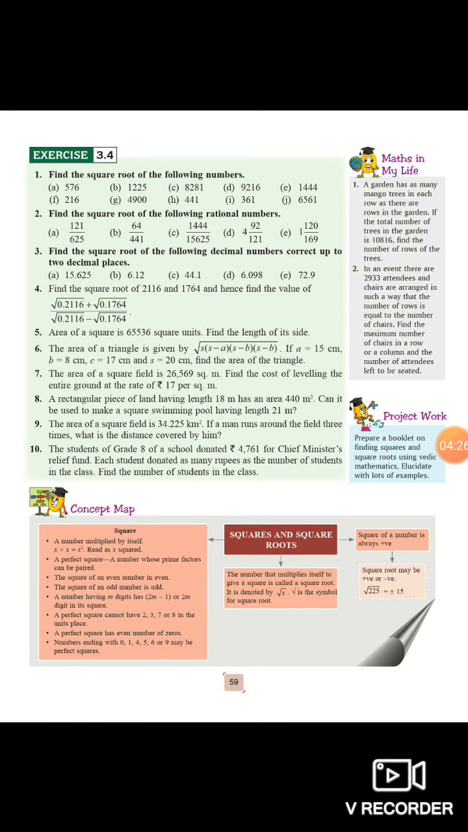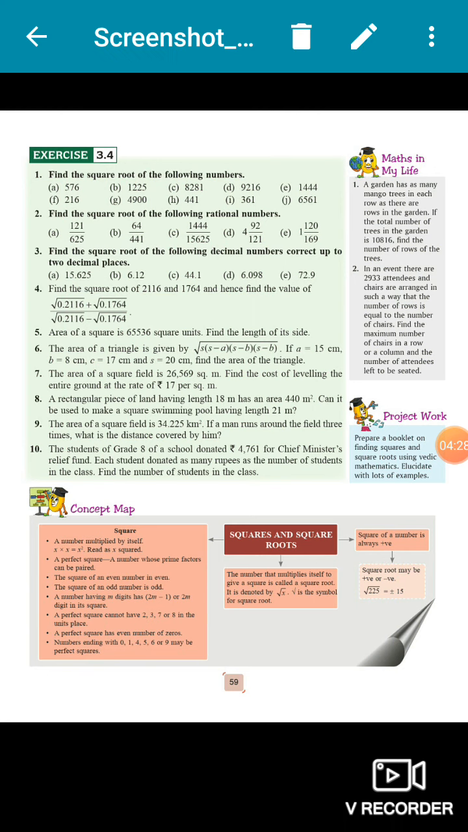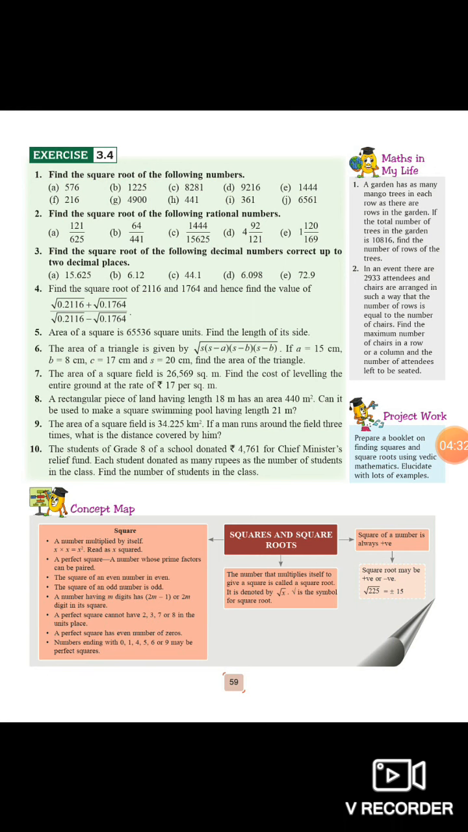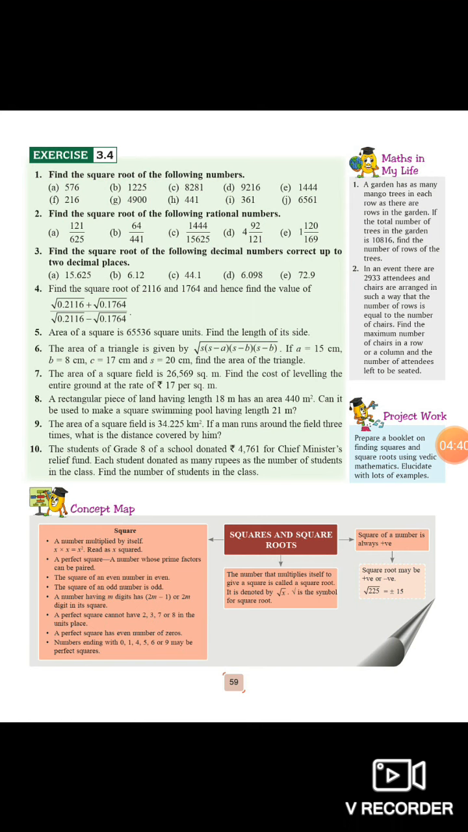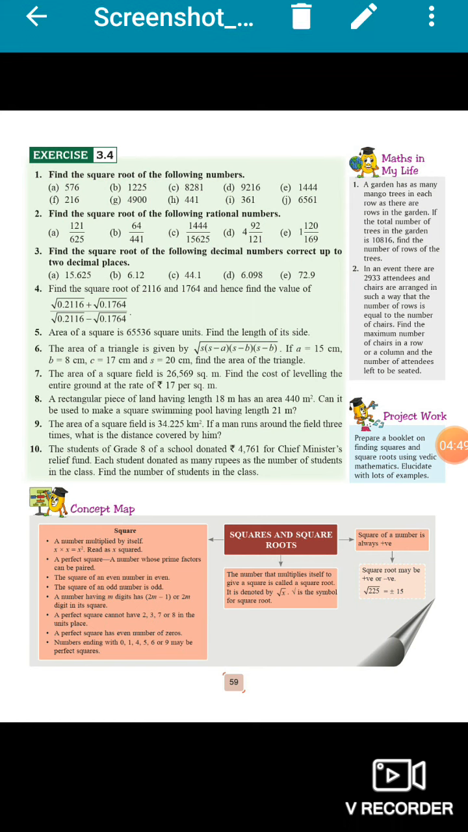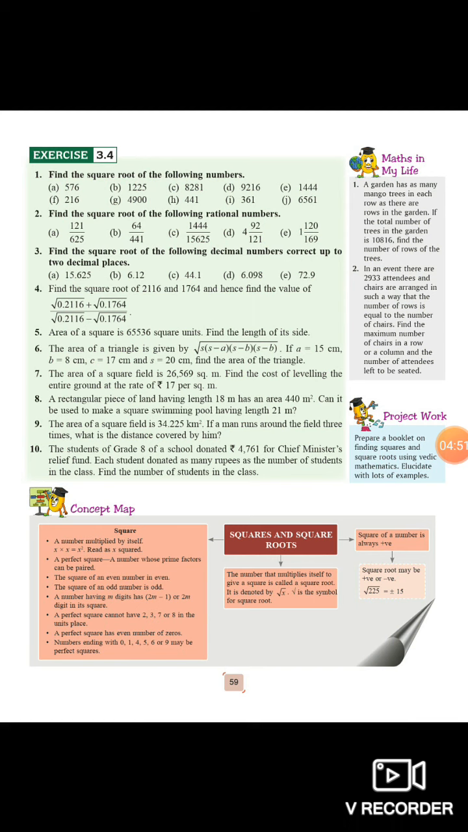If a man runs around the field 3 times, what will be the distance covered by him? Very good question it is. The area of the square field is given. The man runs around the field 3 times. Whether it is 3 or 4 times is a different thing. Firstly we have to see what is the meaning of one round. I have told you, when we cover the boundary of a figure one time, that is known as the perimeter of that figure.